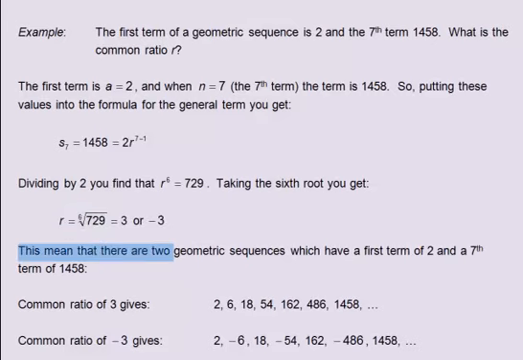This means that there are two geometric sequences which have a first term of 2 and a seventh term of 1458. A common ratio of 3 gives 2, 6, 18, 54, 162, 486, and 1458. The common ratio of minus 3 gives 2, minus 6, 18, minus 54, 162, minus 486, and 1458.